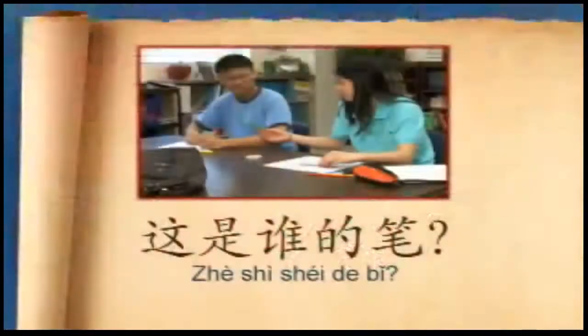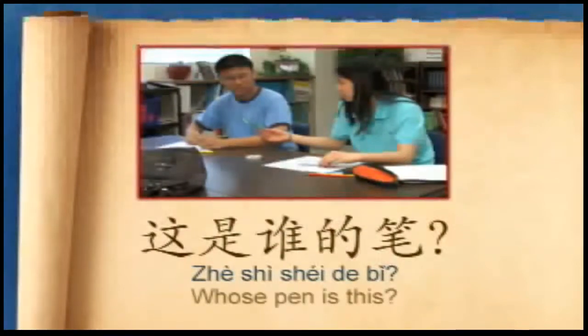In the dialogue, the students were asking questions and identifying who owned 2 objects. What were the objects? Tell me in Chinese. Yes, a pen, 笔, and a school bag, 书包，很好. Did you hear the possessive pronoun 谁的, meaning whose? If you did, 很好. The first question was, 这是谁的笔? Whose pen is this? Literally, this is whose pen?